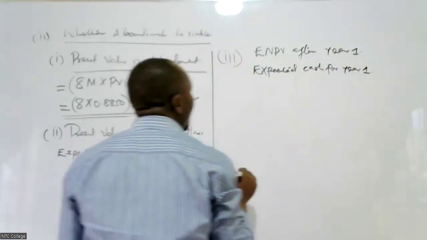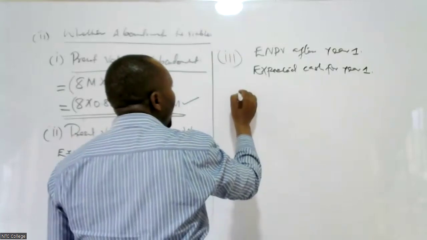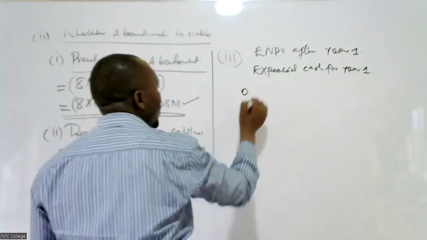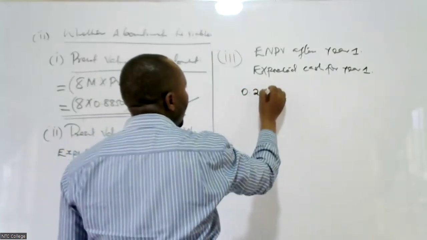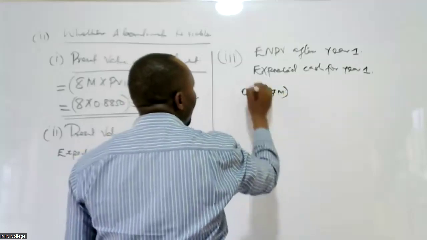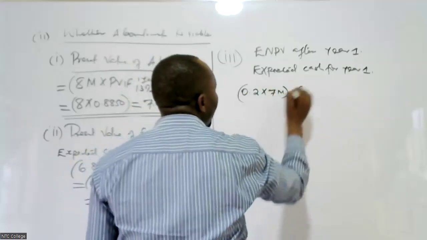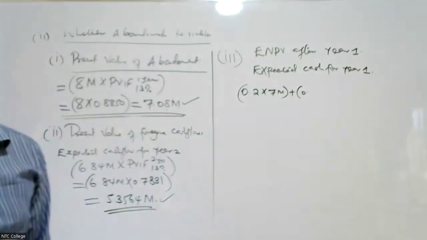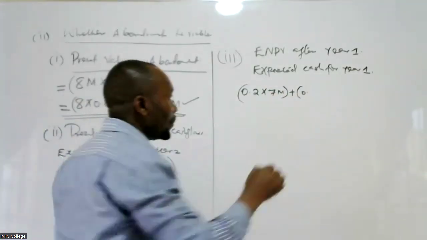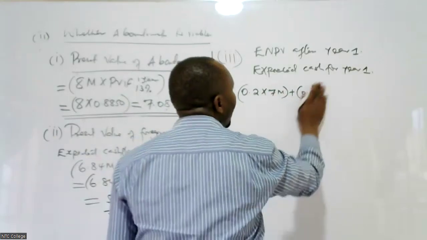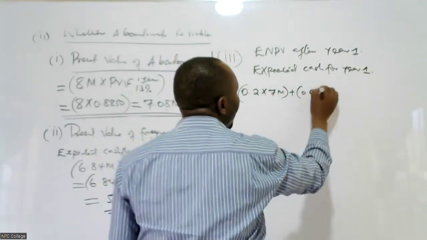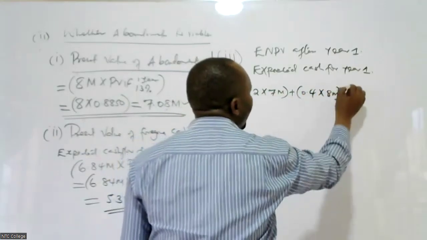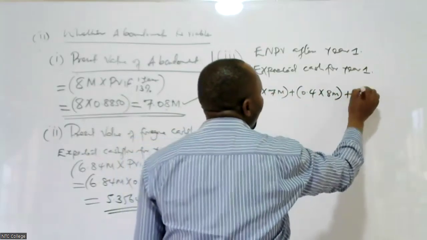What is it? The first one is, we say that for year one, you only take the probabilities. So we are having 0.2 times 7 million plus 0.4 times 8 million for year one only.